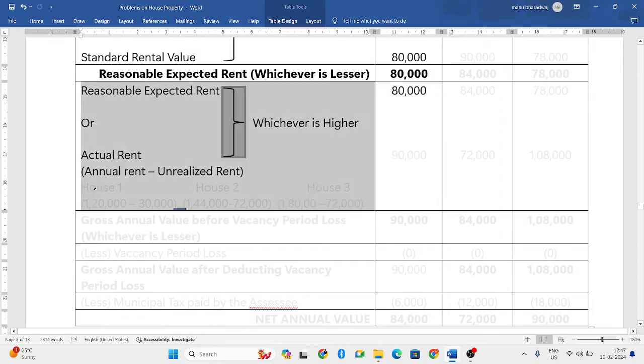First let us calculate for house 1. First only we'll be calculating for house 1. We are calculating only for house 1.